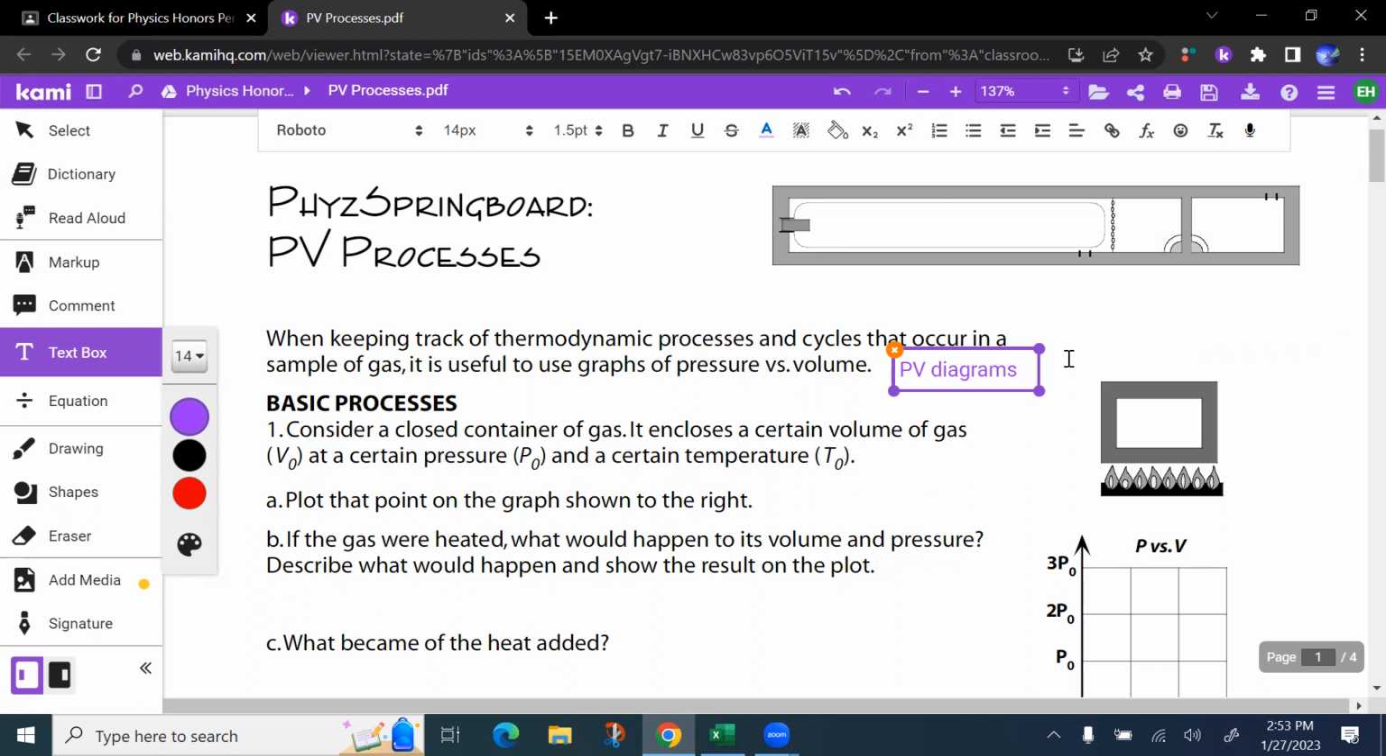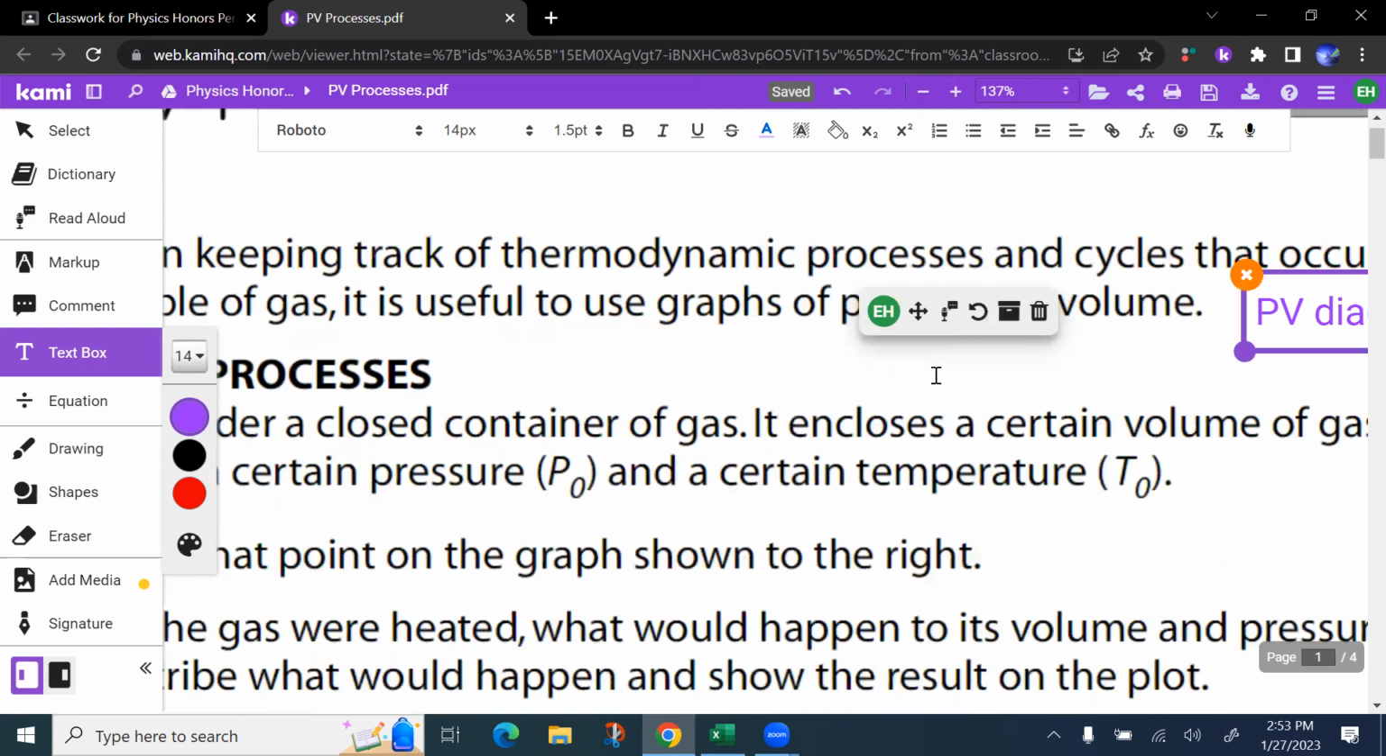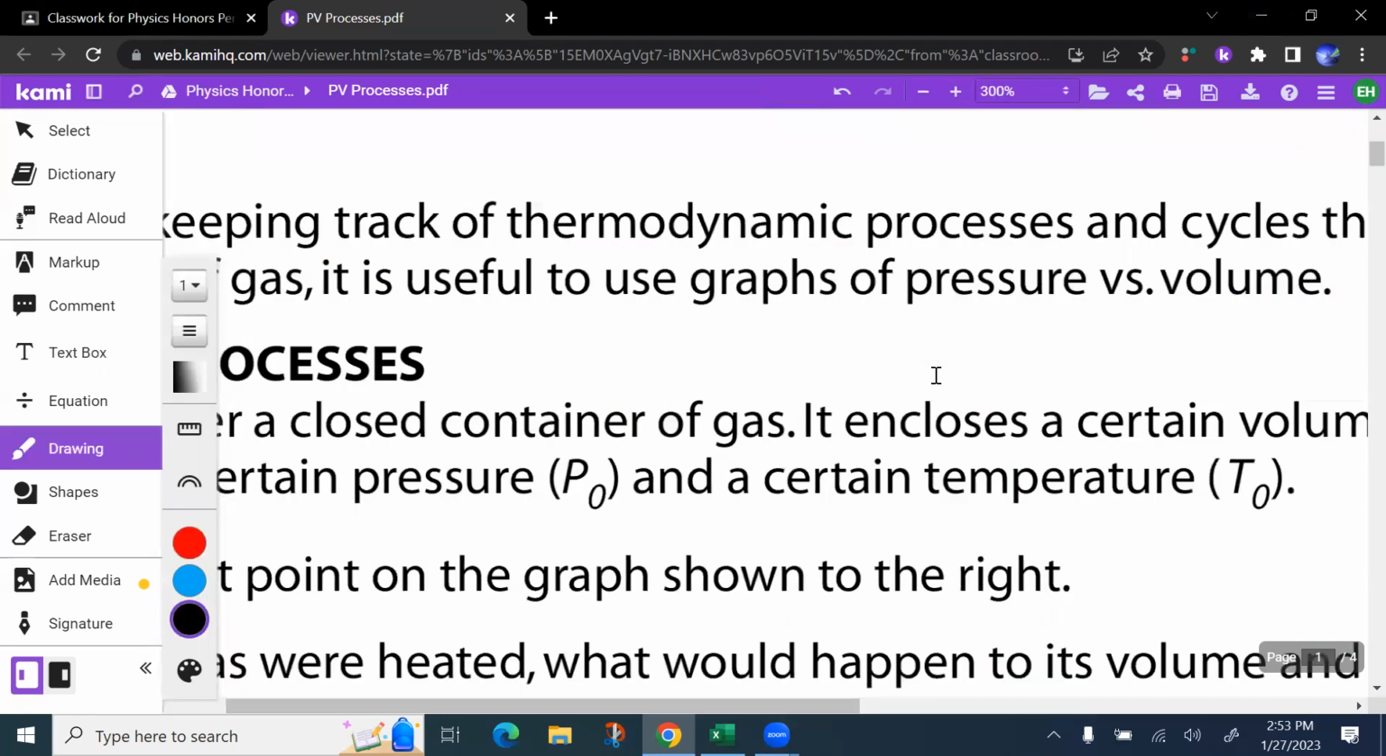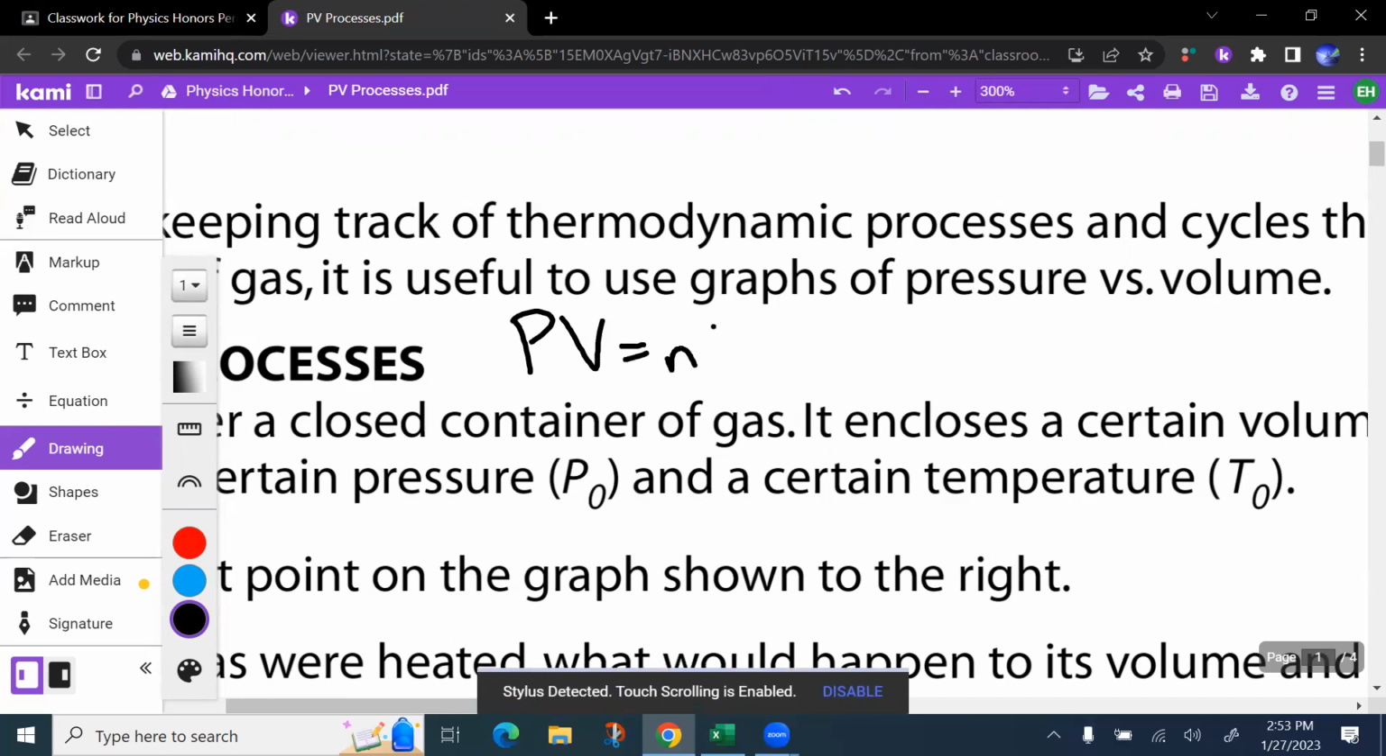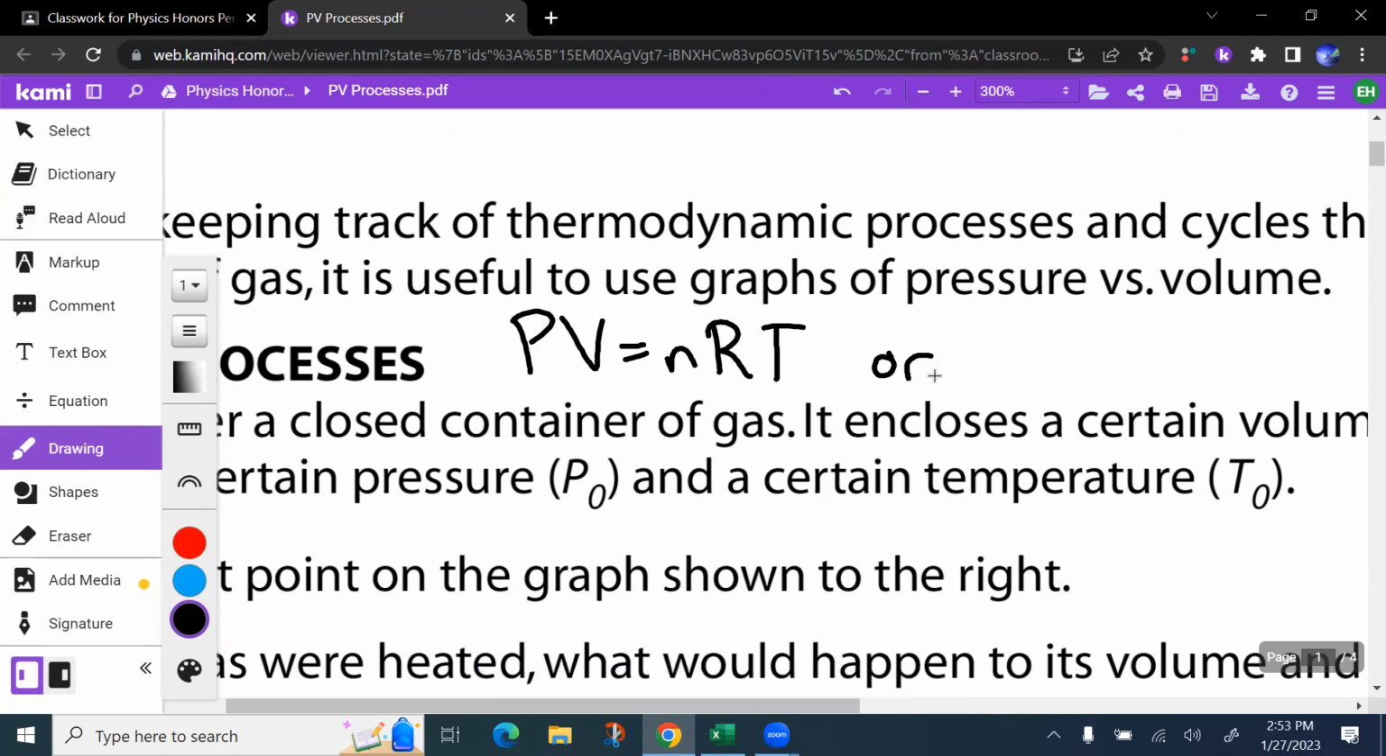Okay, we're going to illustrate how we can not only use PV diagrams, we can use the ideal gas law, PV equals nRT, or we can use a case of proportional reasoning, which states that the change in pressure and the change in volume is proportional to the change in temperature. So we can use that as well.